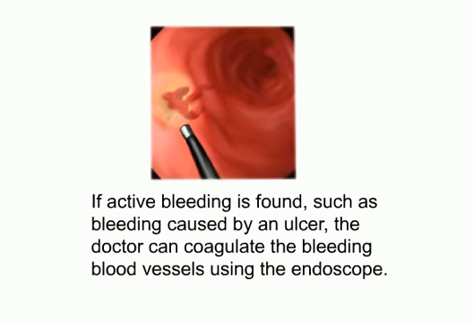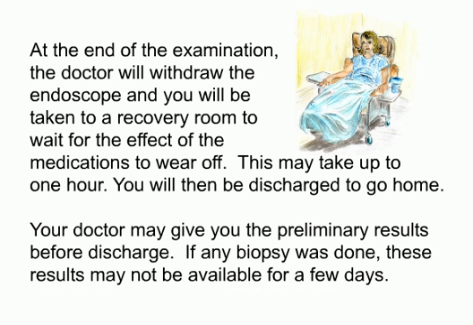If active bleeding is found, such as bleeding caused by an ulcer, the doctor can coagulate the bleeding blood vessels using the endoscope. At the end of the examination, the doctor will withdraw the endoscope, and you will be taken to a recovery room to wait for the effect of the medications to wear off. This may take up to 1 hour. You will then be discharged to go home. Your doctor may give you the preliminary results before discharge. If any biopsy was done, these results may not be available for a few days.